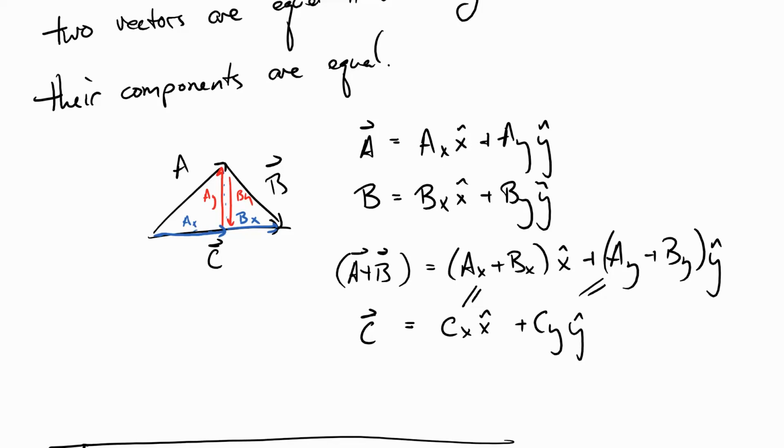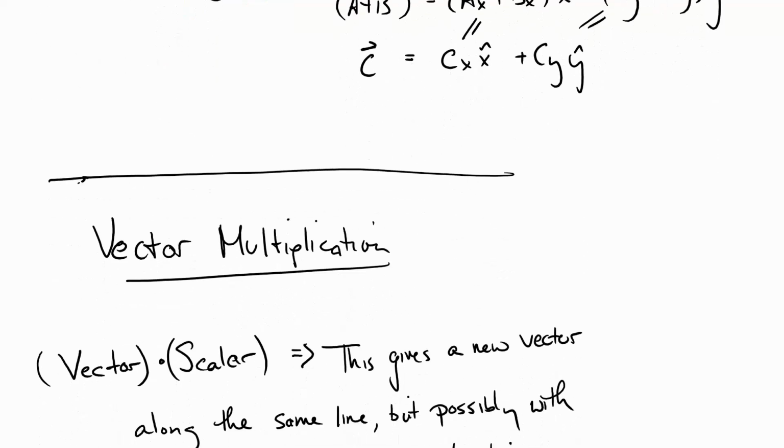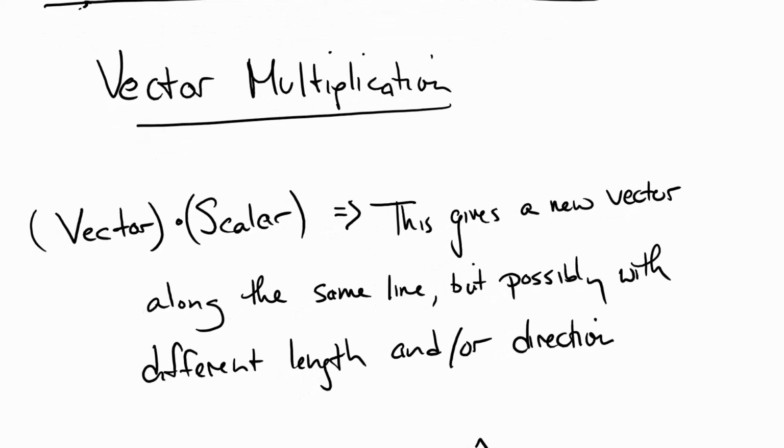All right. This brings us to an interesting point, something we kind of subdued. We can have vector multiplication. We just saw examples of scalar multiplication of vectors. A vector times a scalar gives us a new vector along the same line, but possibly with different length and/or direction. So we saw this up above where we had the vector component AX was the scalar component AX times X hat. It is AX units in the X hat direction.